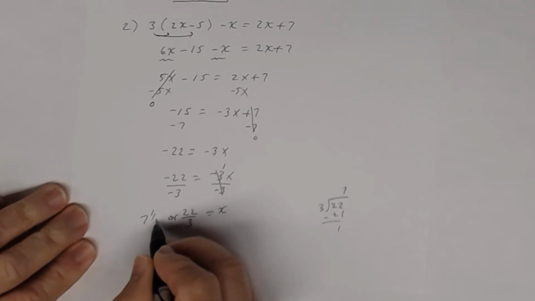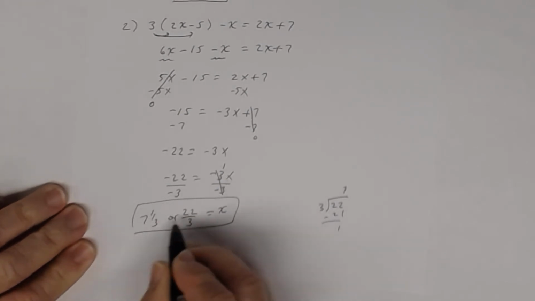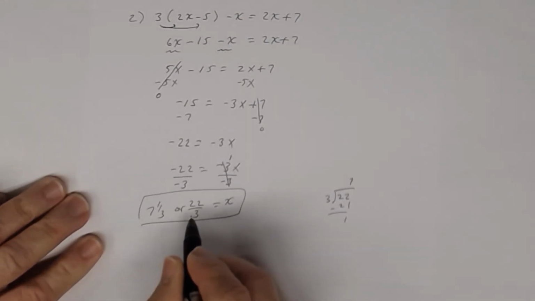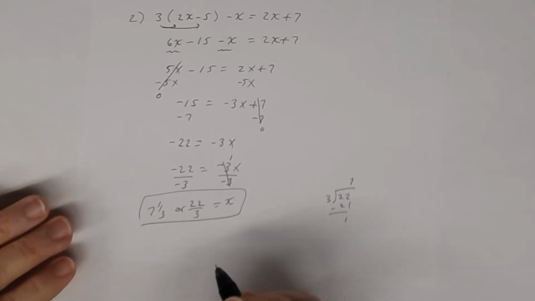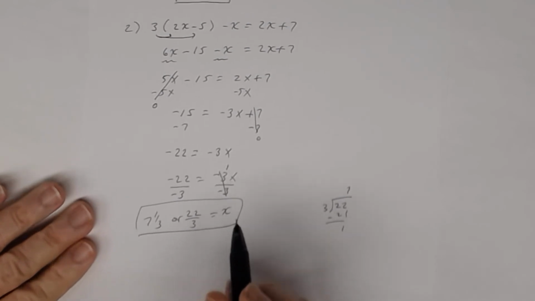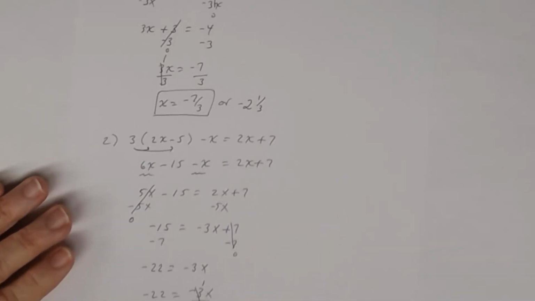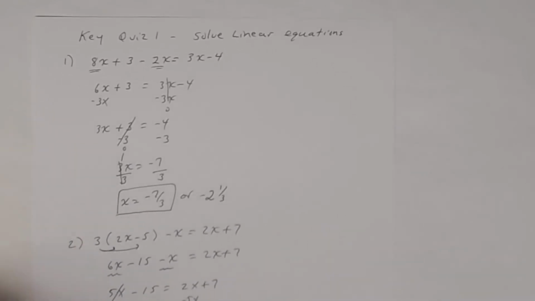All right. So either one of these is fine. Don't write as a decimal. Leave it as an improper fraction or a mixed number in this case. All right, so that was the key to quiz number 1.